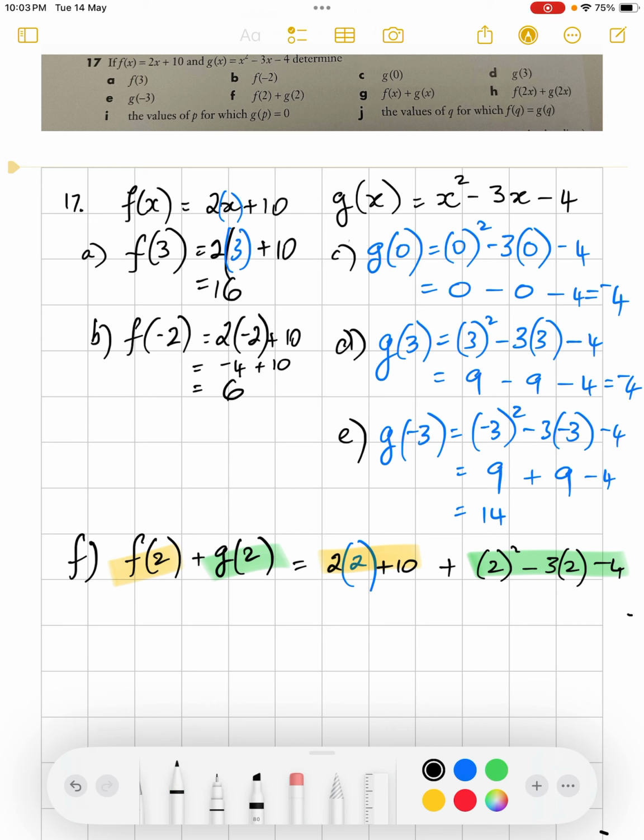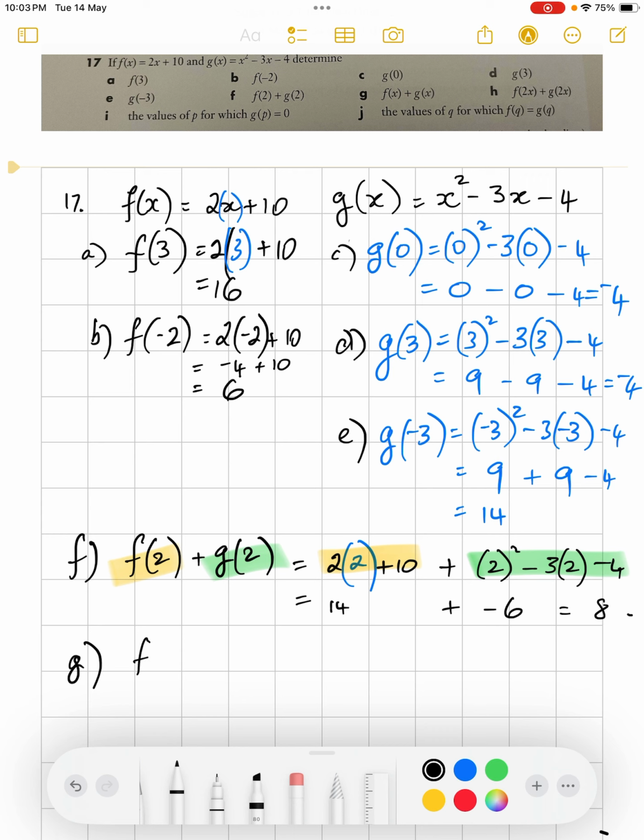Two 2s are 4, plus 10 is 14. 4 take away 6 is negative 2. Take away 4 is negative 6. And 14 take away 6 is equal to 8. And so that's the answer for part F. G.